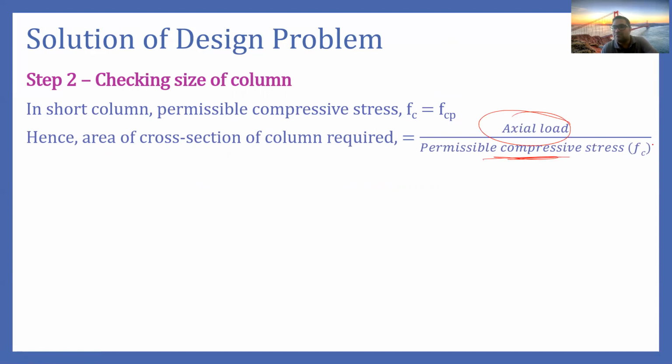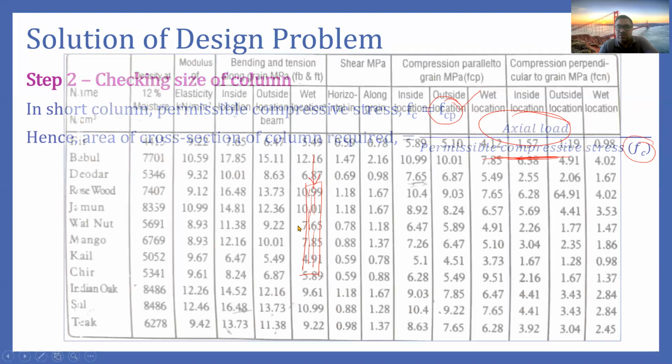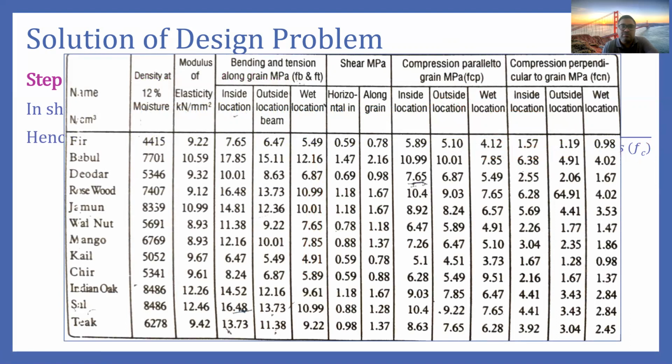Now this FC value, as I said, is equivalent to FCP, and FCP is the permissible compressive stress parallel to the grain of the column. We know that in the column, fibers run along the length, and you can see the load is coming in this direction, parallel to the fiber. So in the permissible stress table, we will see compressive stress parallel to grain. You can see the table here: compression parallel to the grain. This is the value which we express as FCP.